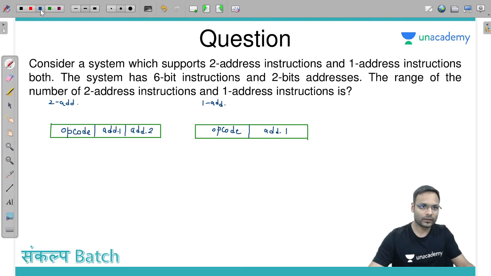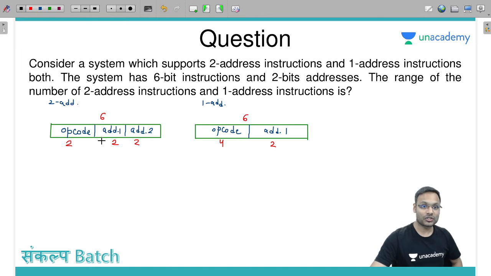अभी देखिए, 6-bit instruction, 2-bit addresses. So 2-bit for opcode. 6-bit instruction, 2-bit address, here 4-bit opcode. Again, we will start with that type instruction only which is having minimum opcodes. Minimum opcodes 2 bits. How many maximum combination of opcode you can have using 2 bits?